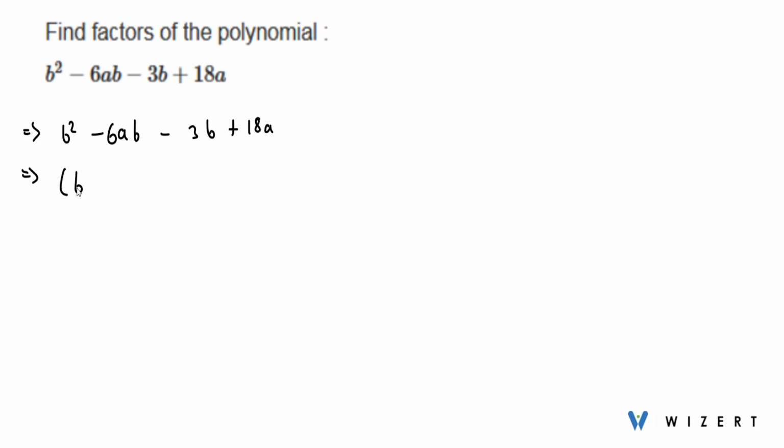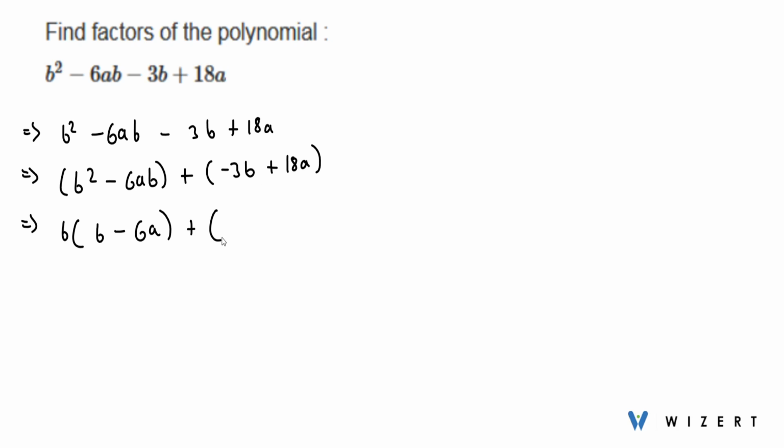So let's segregate the first two terms. So that is b square minus 6ab, and let's segregate the last two terms, that is minus 3b plus 18a. Now from b square minus 6ab we can take b common, so b multiplied by b minus 6a, and from minus 3b plus 18a we can take minus 3 common, right? So it will be b minus 6a.